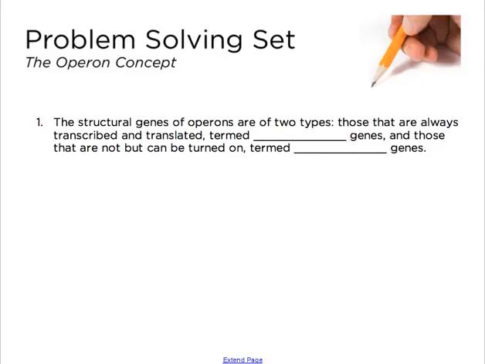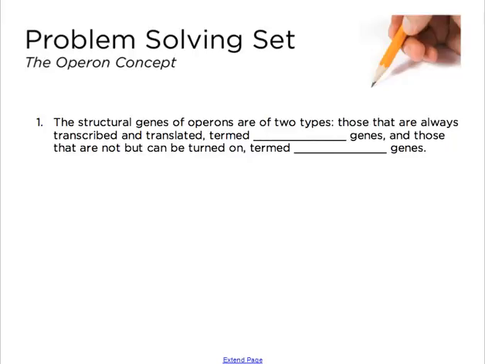Welcome to the problem-solving set on the operon concept. The first question is a fill-in-the-blank that says the structural genes of operons are of two types, those that are always transcribed and translated, termed blank genes, and those that are not but can be turned on, termed blank genes. So let's go ahead and fill in the blanks.